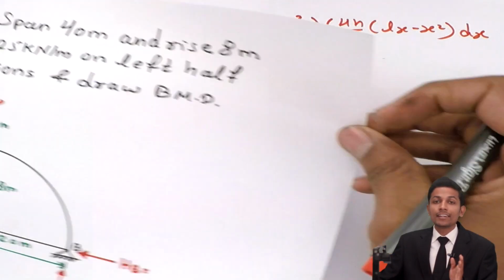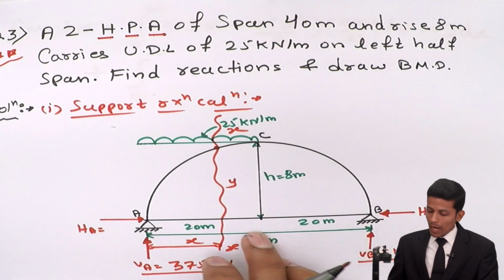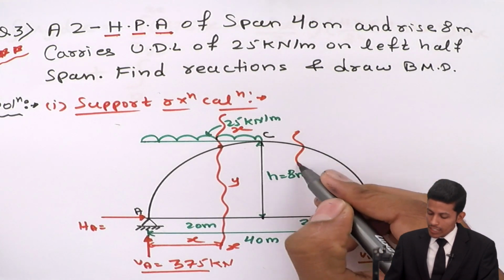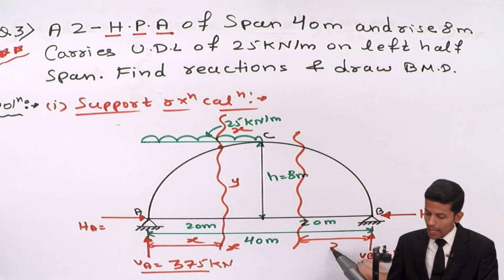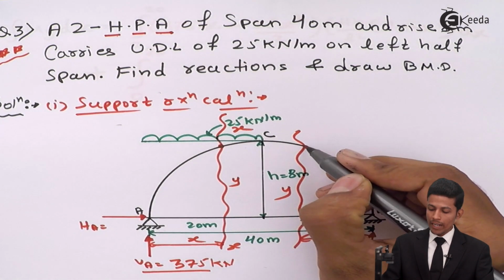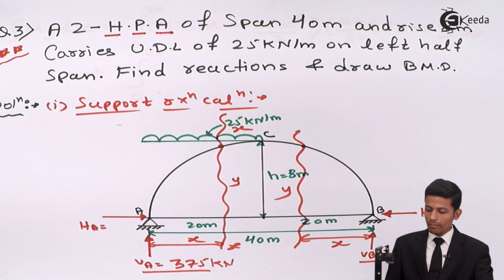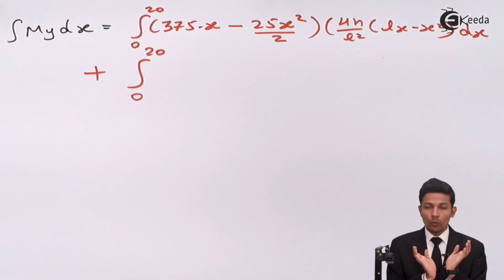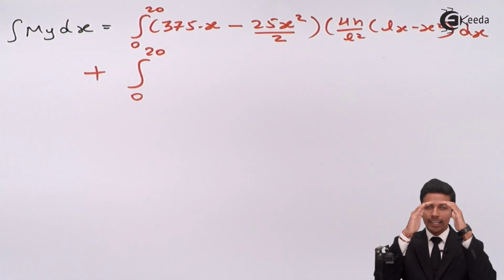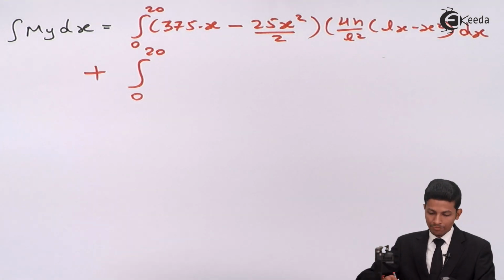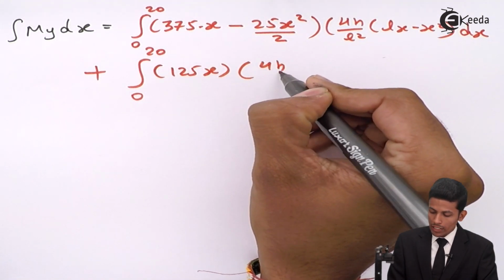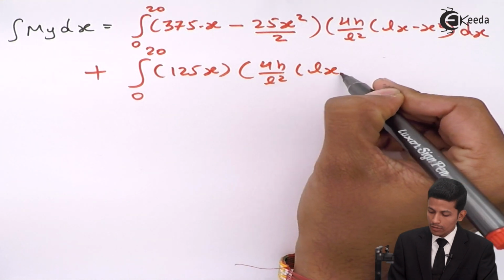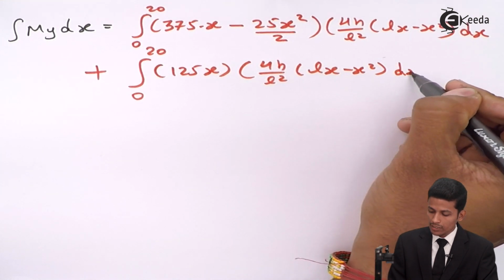Now we are taking the other part, meaning this part B and C. Take one section like this, where the distance will be x. Now this is x, and we have to take the bending moment over here. So what value will come? 125 into x, that's it, plus, because 125 is going in this direction, meaning sagging. Then 4h/l² into (lx - x²) dx.